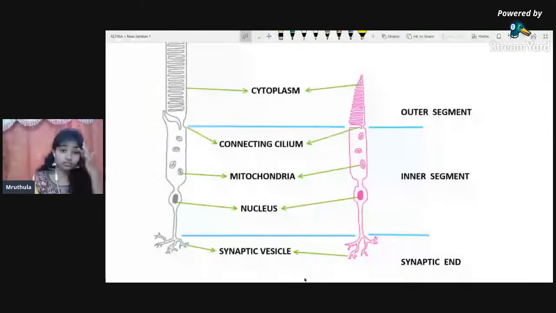Guys, are you able to see the screen? Are you able to see this diagram of the rods and cones? Yeah, very good. Johnson, SV, and Subramanian, Sarla, fine.